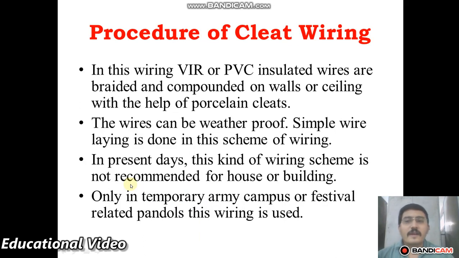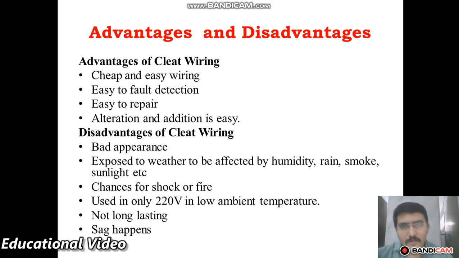The procedure is that in this type of wiring, VIR or PVC insulated wires are braided and compounded on the wall or ceiling with the help of porcelain cleats. The wires can be weatherproof or simple, and wire laying is done in this type of wiring. In the present day this kind of wiring is not recommended for houses or buildings; it is used only for temporary army camps or festival-related pandals.